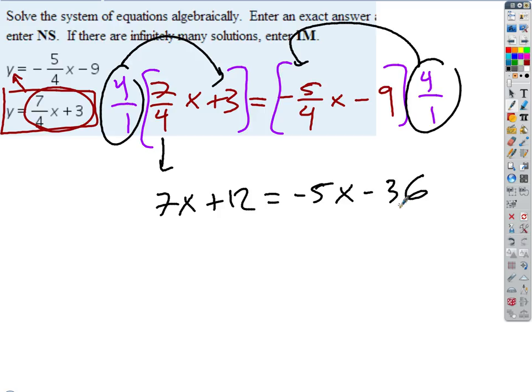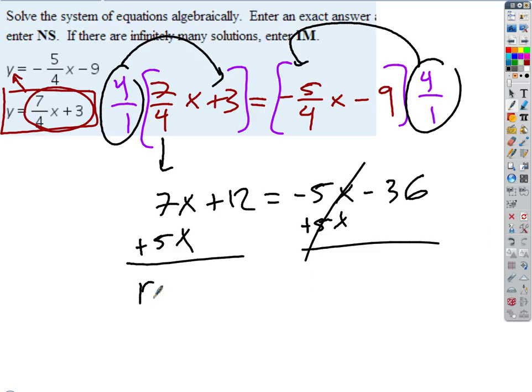Now I've got rid of the fractions. It's pretty easy to do. So what would I do from here? I'm going to combine like terms, so add 5x to both sides. And this is just old hat. We've done a lot of this. So I end up over here with 12x.